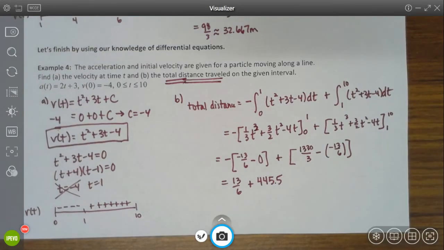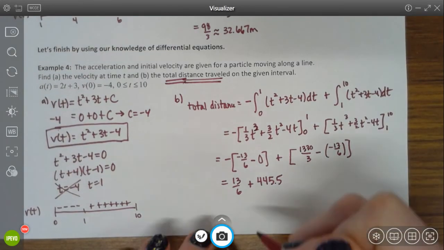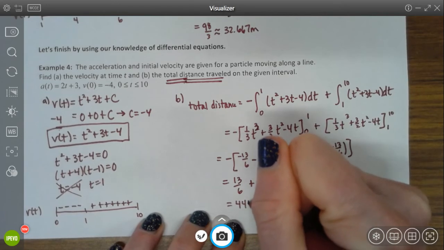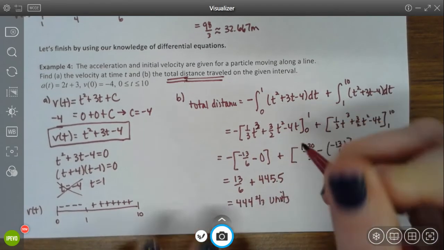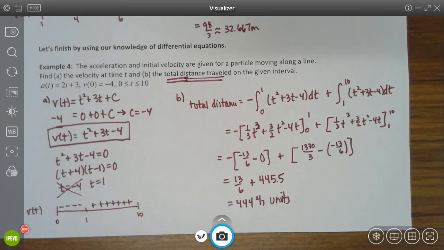And so when I add them up, I found out this lovely particle moved a total of 444 and 2/3. I don't know what the meters per second or anything was, so we're just going to say units. We don't know what our distance was really. And that's our total distance.